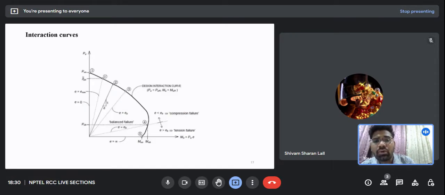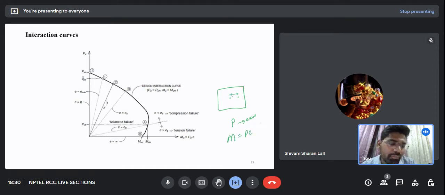So now let's talk about the PM interaction curve. Forget everything. If you only want to design and analyze a column, you need to understand this PM interaction curve. Here we have a cross section. If the column is axially loaded, then we will have only an axial load. But when the column is loaded eccentrically, then because of this eccentricity we will have some moment, having a magnitude of P into e.